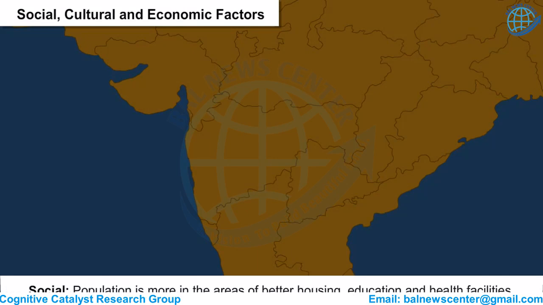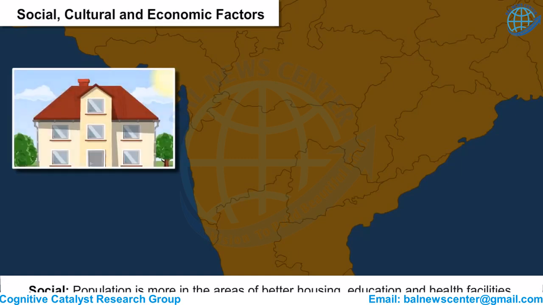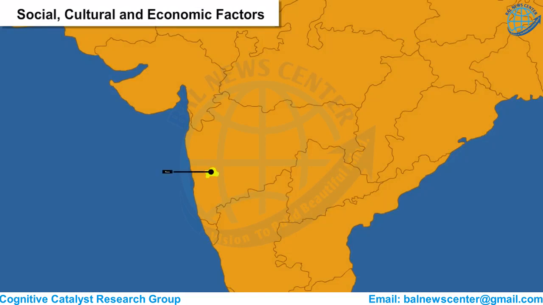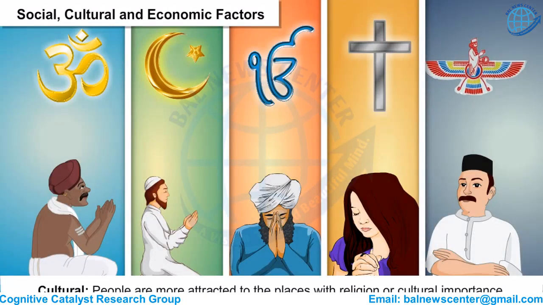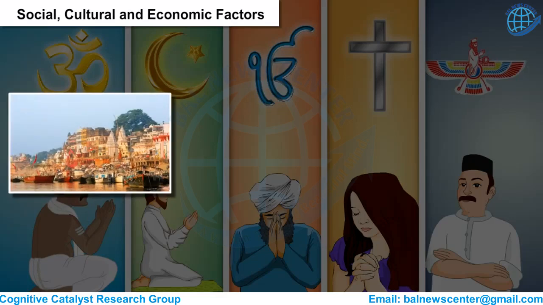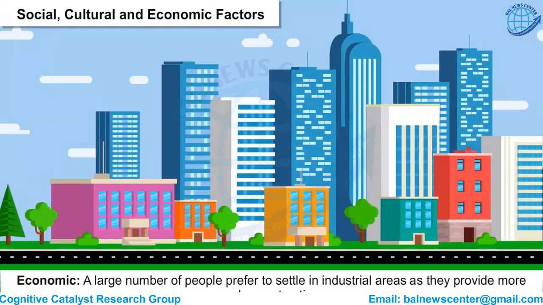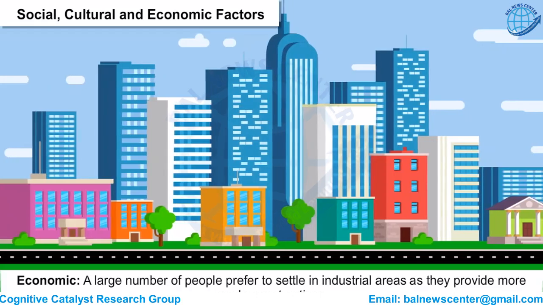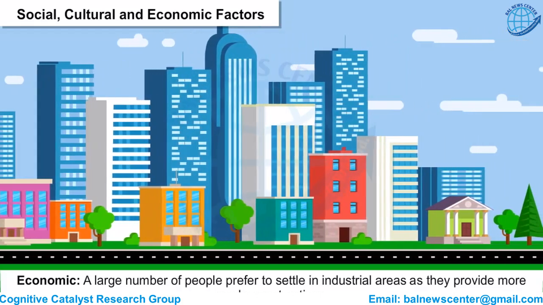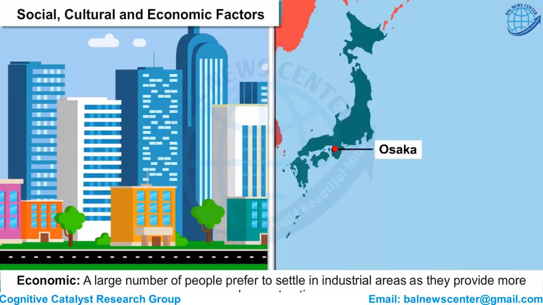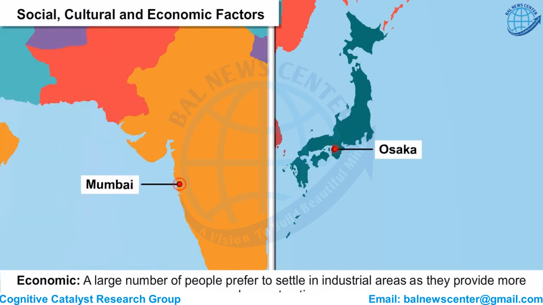Social. Population is more in areas of better housing, education and health facilities. For example, Pune. Cultural. People are more attracted to places with religious or cultural importance. For example, Varanasi, Jerusalem and Vatican City. Economic. A large number of people prefer to settle in industrial areas as they provide more employment options. For example, Osaka in Japan and Mumbai in India.